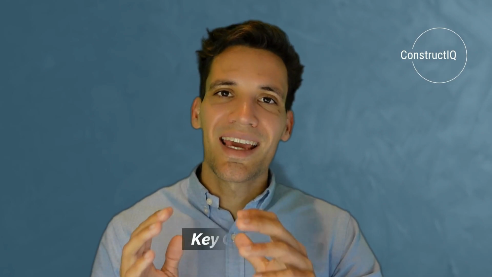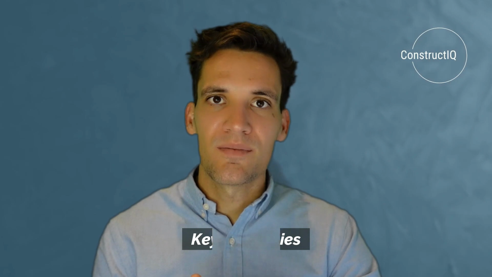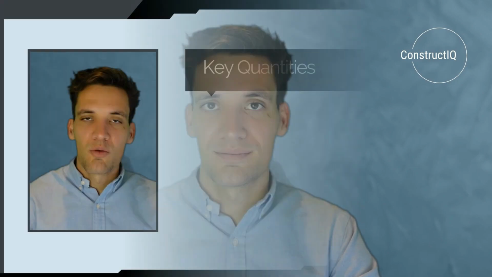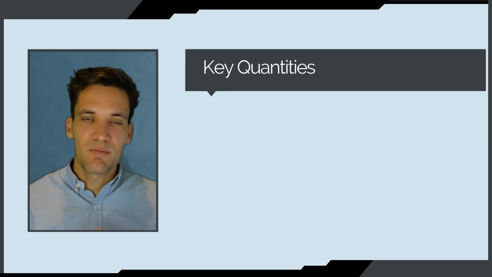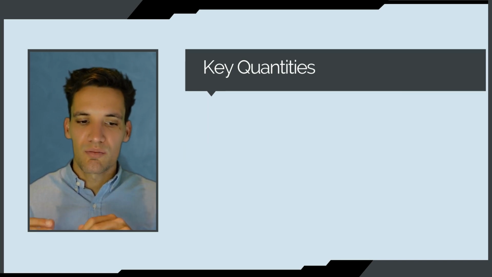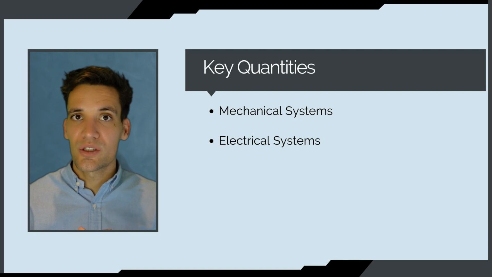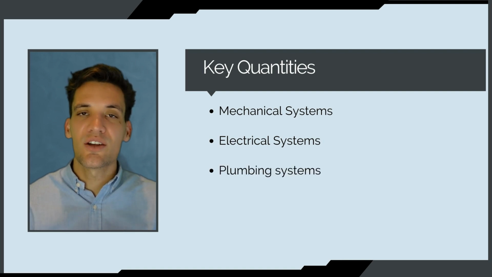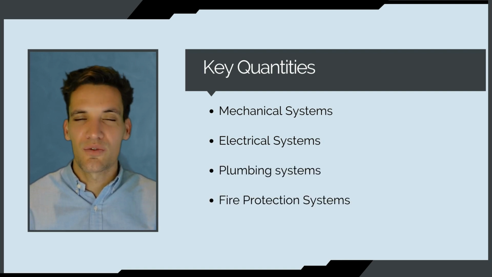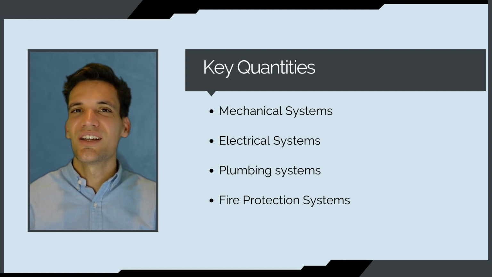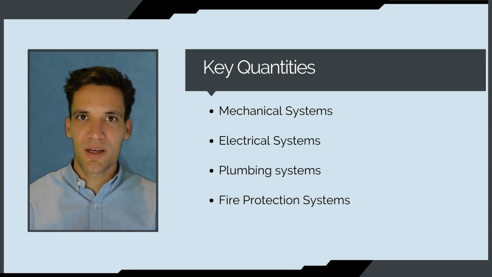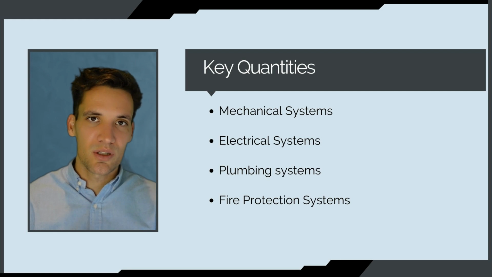Now we've understood how to read mechanical, electrical, and plumbing drawings, let's now look at what are the key quantities you're going to need to measure to accurately estimate, schedule, or procure. We'll look at each of these key quantities based on the different trades. So we'll look at mechanical systems, electrical systems, plumbing systems, and then also fire protection systems. So fire protection systems generally sometimes fall under plumbing, but they are a big part of any building project.